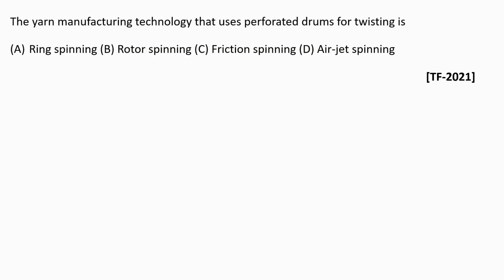Looking forward to the next question, it is also a 1 mark question. It says: the yarn manufacturing technology that uses perforated drums for twisting. Option A is ring spinning, the second is rotor spinning, the third is friction spinning, and the fourth is air jet spinning. If you have read these spinning processes, then you must be able to answer. It is a very simple question. If you know about friction spinning, option C is the right answer.